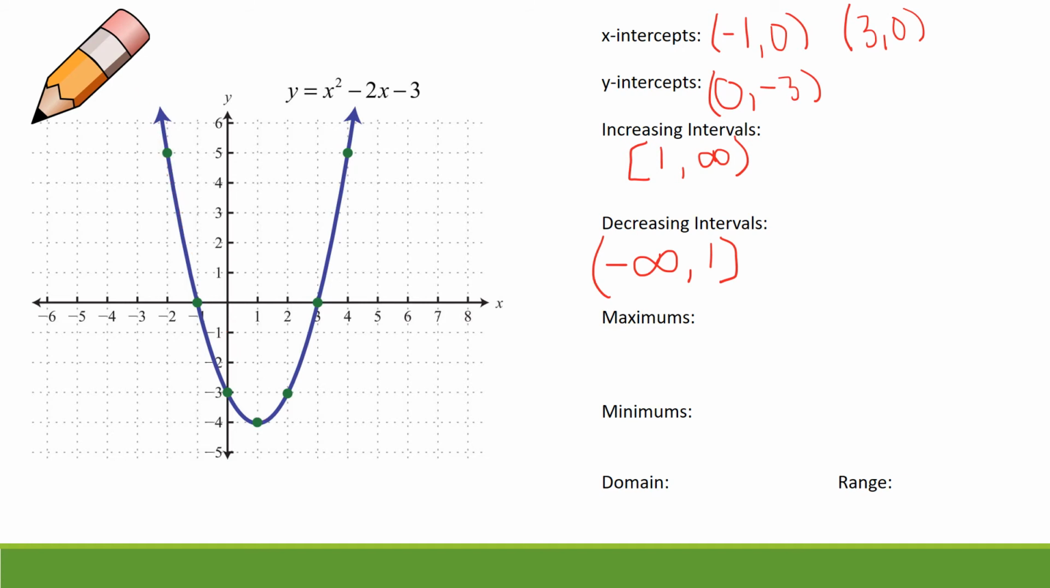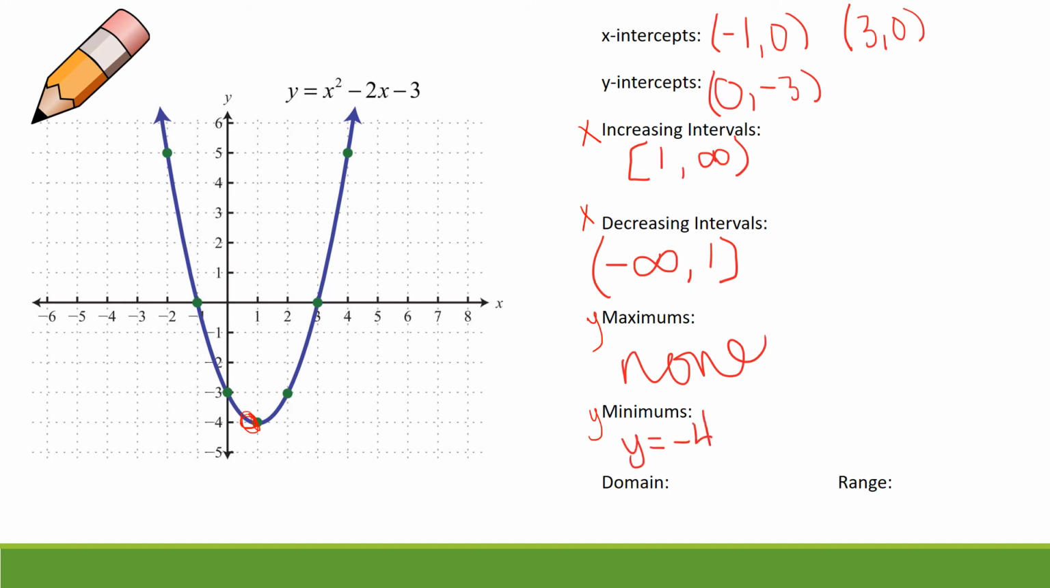Remember, on our increasing and decreasing intervals, you want to use the x values, or you want to reference the x-axis when we create those intervals. When we talk about maximums and minimums, we want to use the y values of the points that are maximums or minimums. So on this graph, since the arrows on the top are signifying to us that it's going to go on forever and ever and ever on the left and the right hand side of that U shape, we actually don't have any maximums, but we do have one minimum. That's that low point right here, and that y value is y is equal to -4.